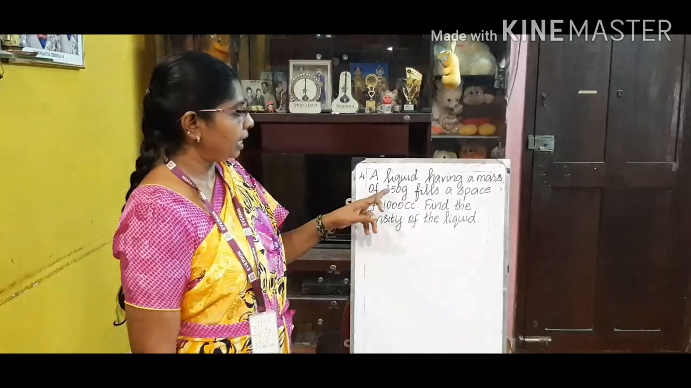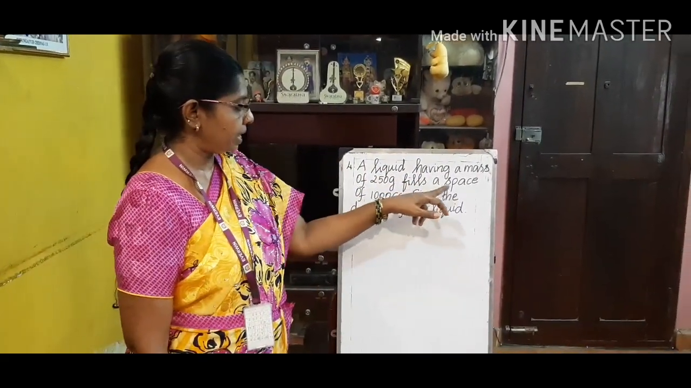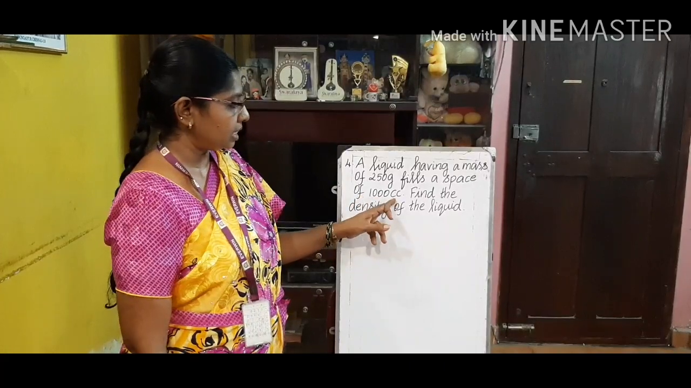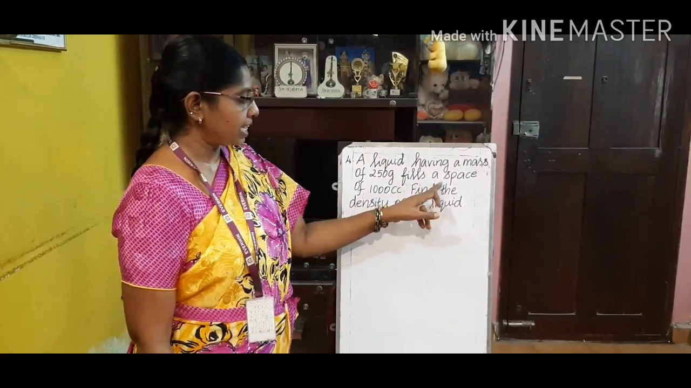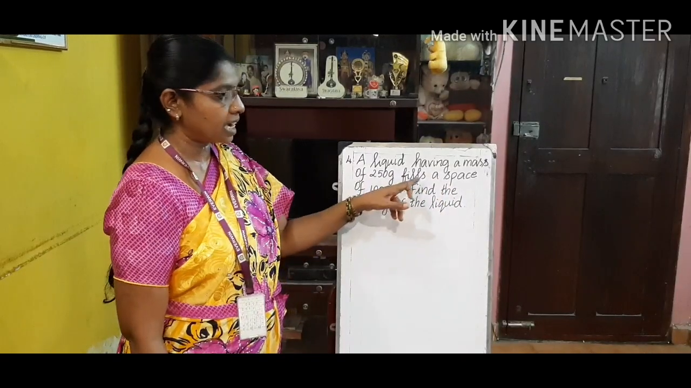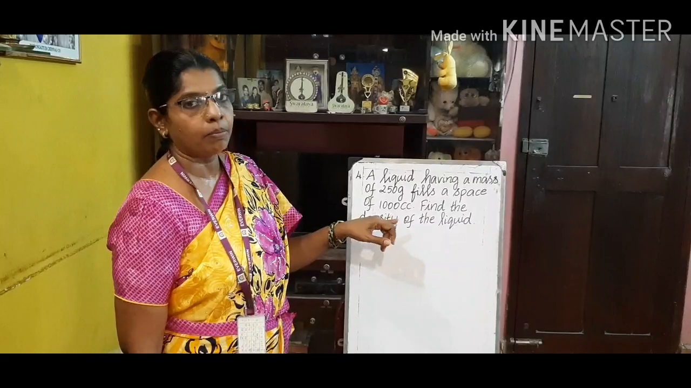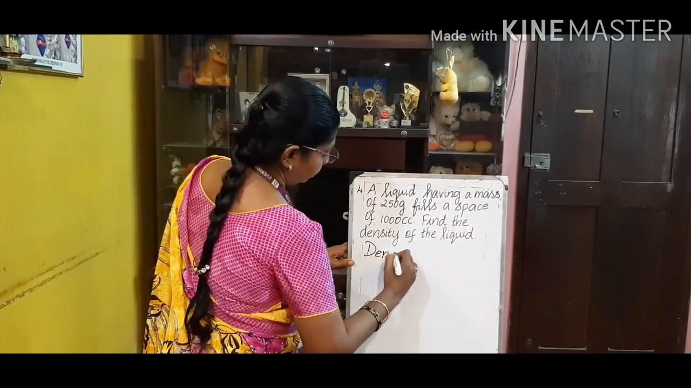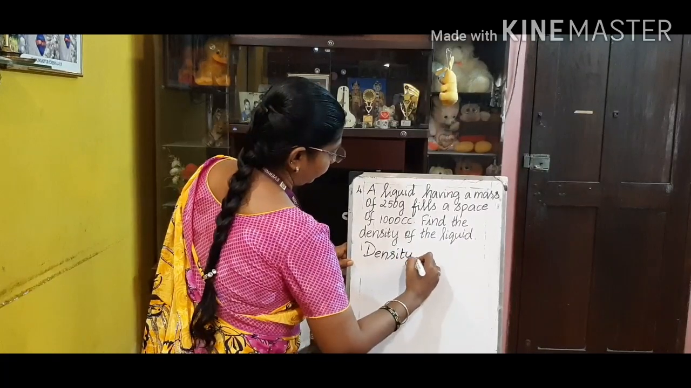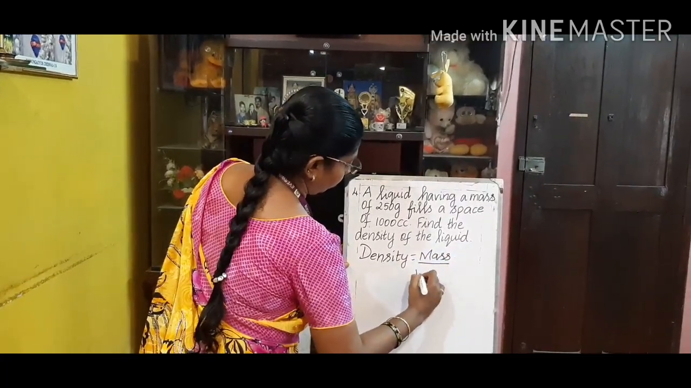Fourth one, a liquid having a mass of 250 gram fills a space of 1000 cc. Find the density of liquid. So fills a space of 1000 cc is considered as volume. So what is the formula to find out density? Mass by volume. The density is equal to mass by volume.